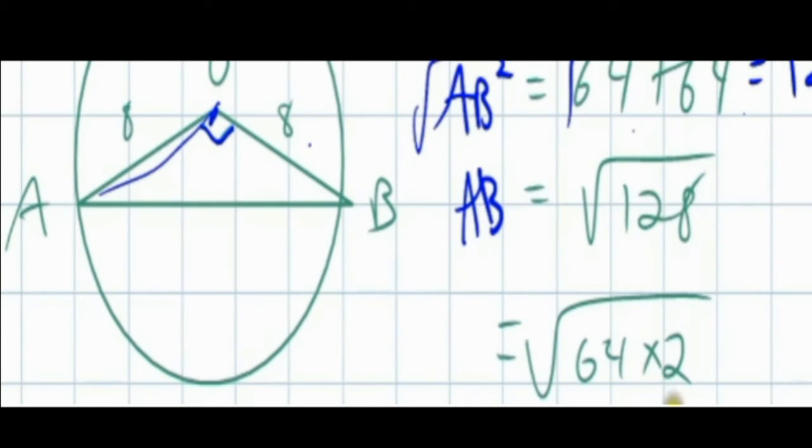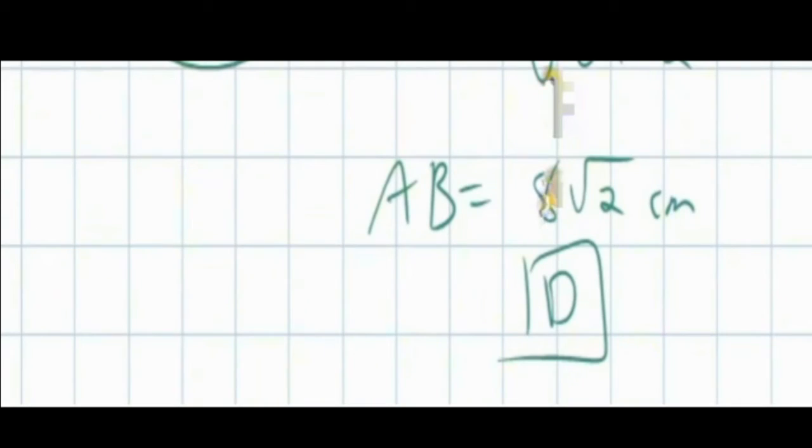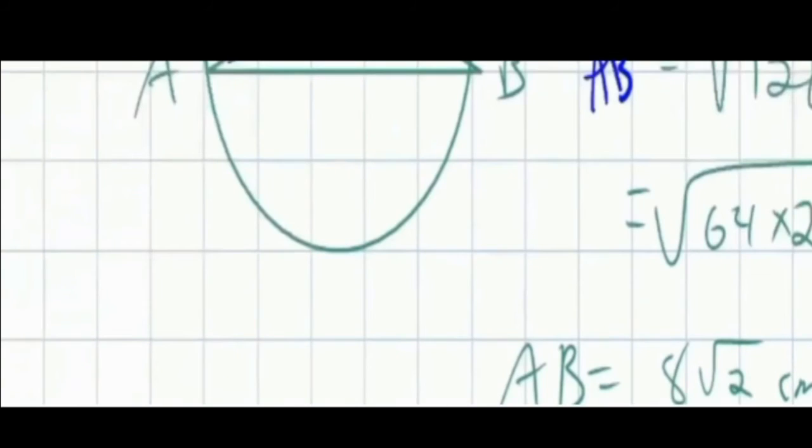I split that apart to make it a little bit easier to work with, so that's 64 times 2, as I just saw up here. That means that I can take 8 times the square root of 2, and that will be my final answer for the length of AB, which is the chord that they were asking about. And that's your option D.